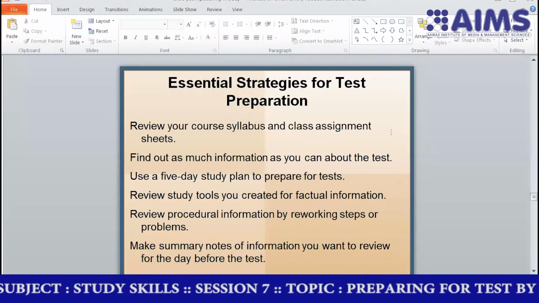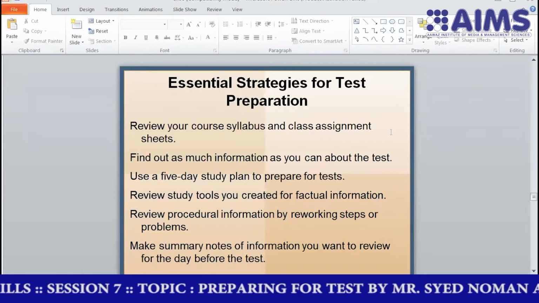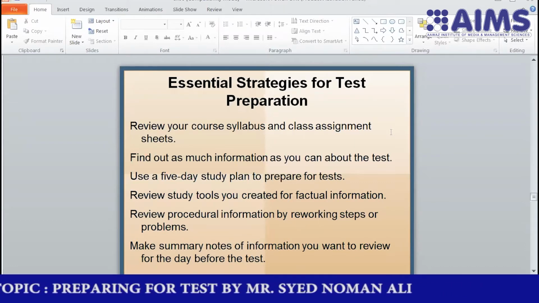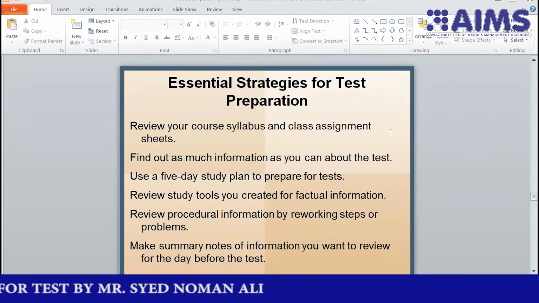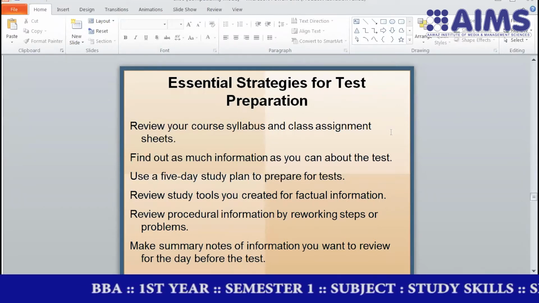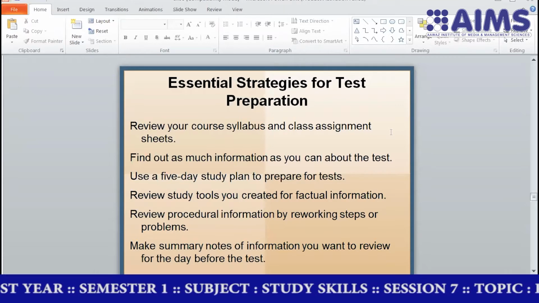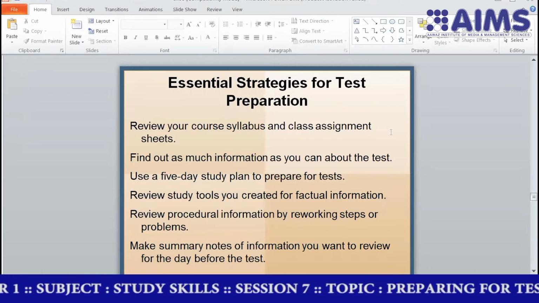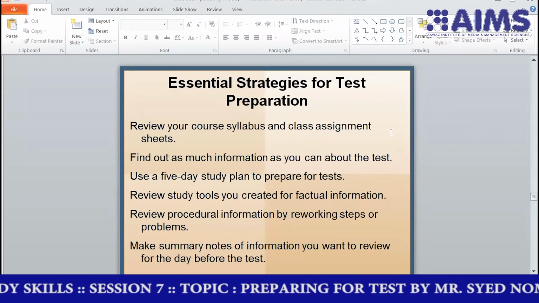Here are some essential strategies for test preparation. First, review your course syllabus and class assignment sheet, and find out as much information as you can about the test, what type of test it is, in what manner the examiner is asking questions, with a subjective, objective, or Q and A session. Use a 5 day study plan to prepare for tests.